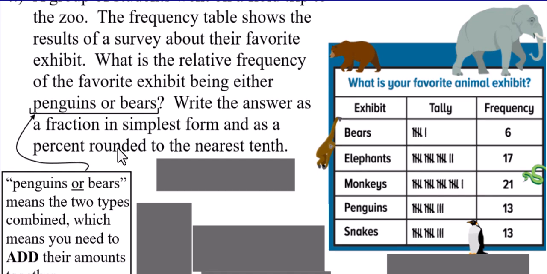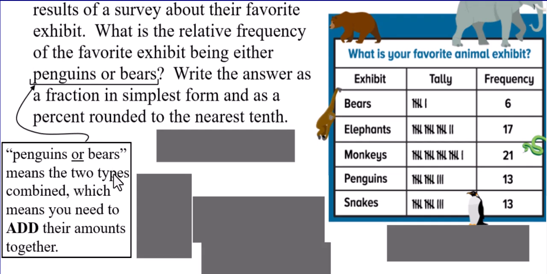Let's stop right there. Here's something you might not know about probability and relative frequency. When they ask you to find the probability or relative frequency of something or something else, it doesn't mean you pick which one you want to pick or give two separate answers. It actually means those two types combined. Ladies and gentlemen, you might want to highlight or underline this. The word or means those two types combined, and so what you're going to need to do is add their amounts together.